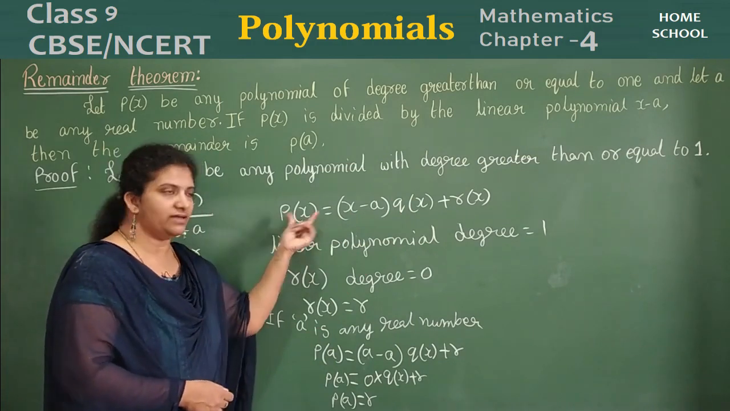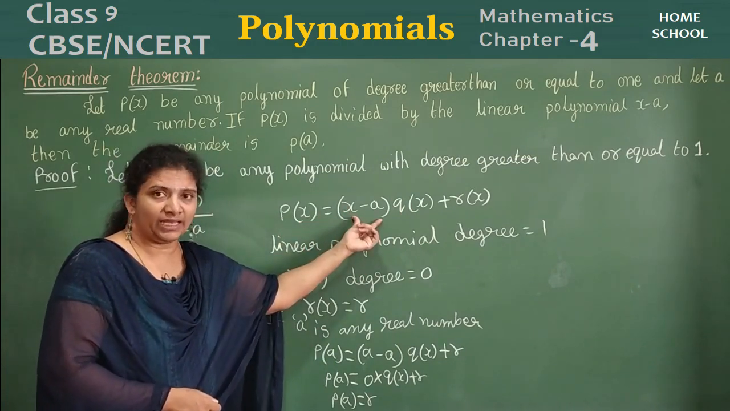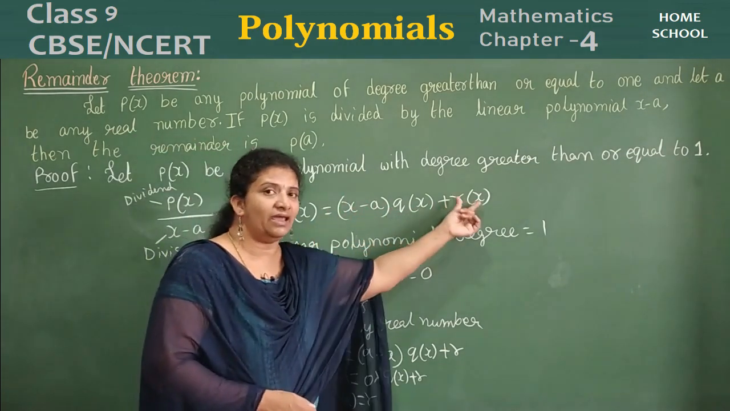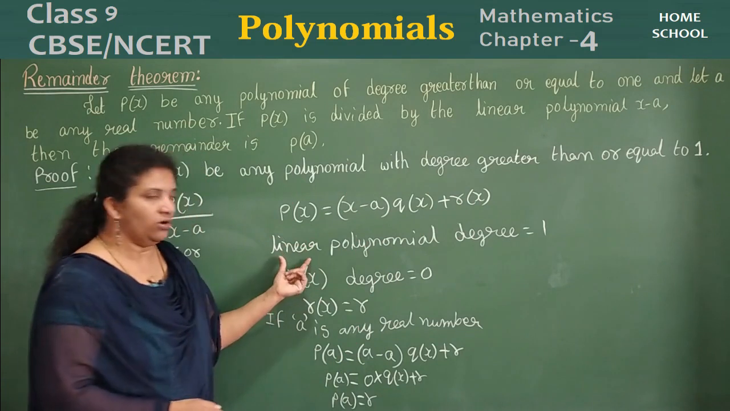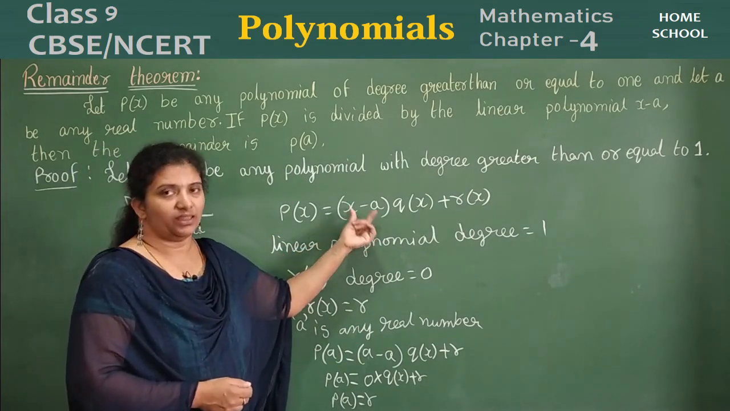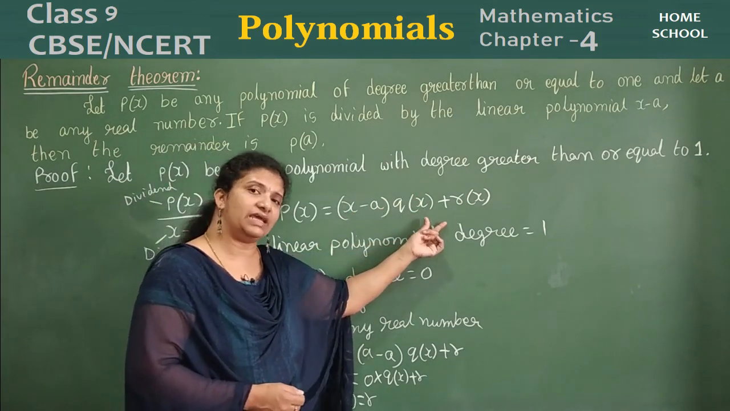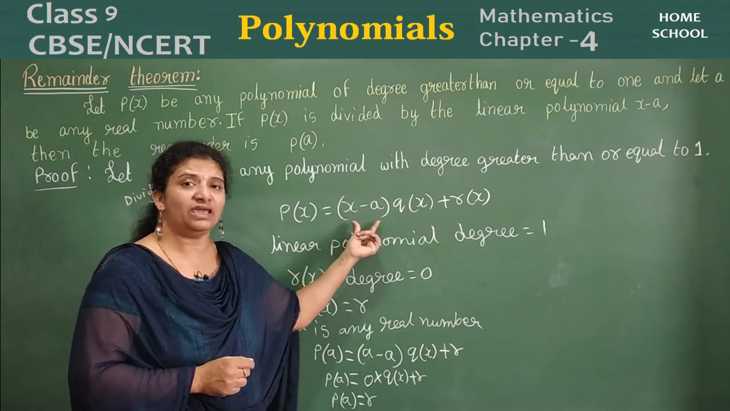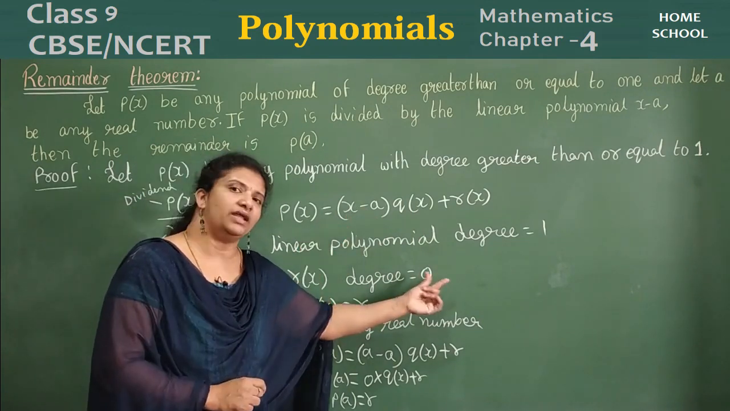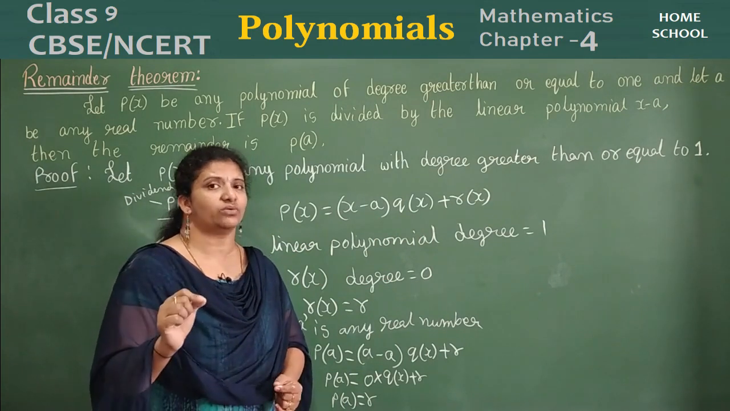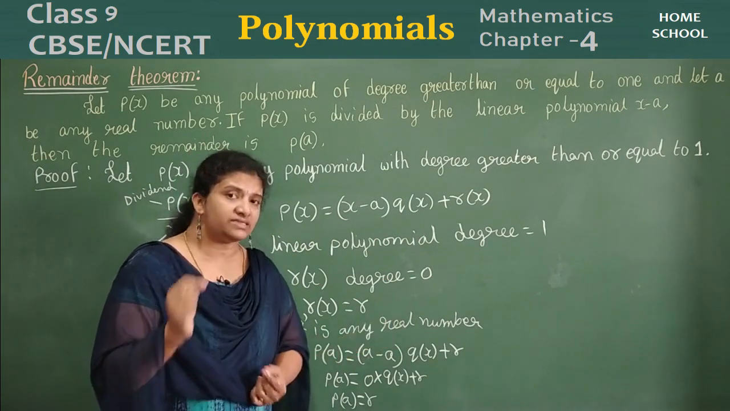When a polynomial is divided by a linear polynomial x minus a, we get a quotient and a remainder. So, the degree of a linear polynomial is how much, children? It is 1. Then what will be the remainder's degree? The remainder degree is always less than the degree of g of x. So the remainder degree is 0. Degree is 0, but not the value. Understand here, the remainder degree is 0.